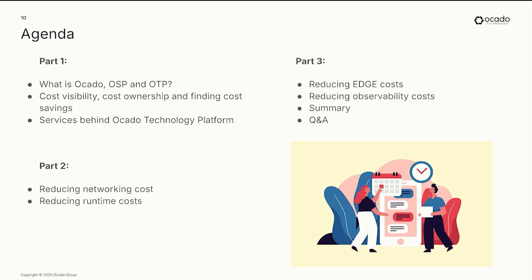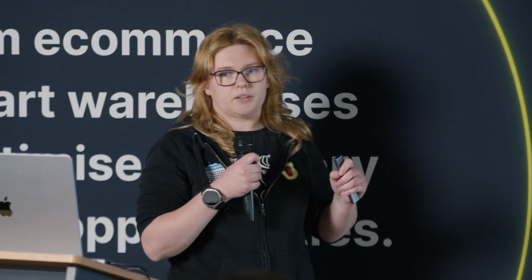Our presentation is split into 3 parts. We'll start with what is Ocado, OSP and OTP, and cost visibility, ownership, and finding cost savings. Also, we'll look at services behind our Ocado Technology platform. In part 2, we'll look into reducing costs of networking and runtime. In part 3, we'll go over edge reducing costs and observability costs. We'll finish up with summary and some questions. So let's begin with who we are.